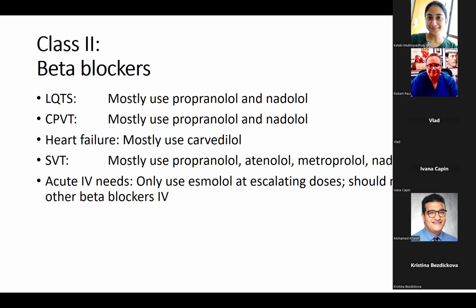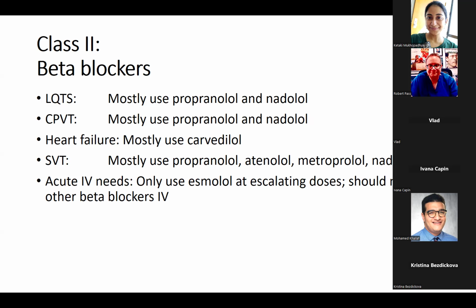And then if one acutely needs IV beta blockade, the only agent that we should be using is esmolol. Some of these agents can be given IV, but I would make the argument that given the difficulties of dosing it, given the potential for severe hypotension associated with IV beta blockers, really the only agent that should be used, I think, in 2024 should be esmolol. Because it has a very, very short half-life. So if one is not happy with the effect, it can be turned off and gone in a matter of minutes.